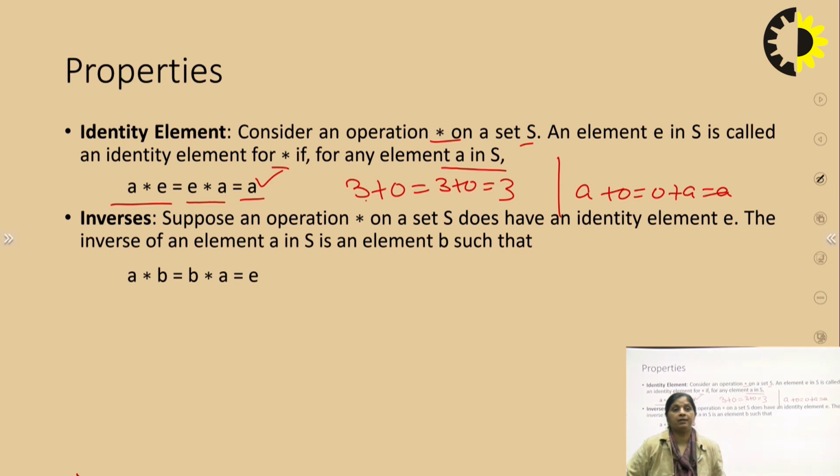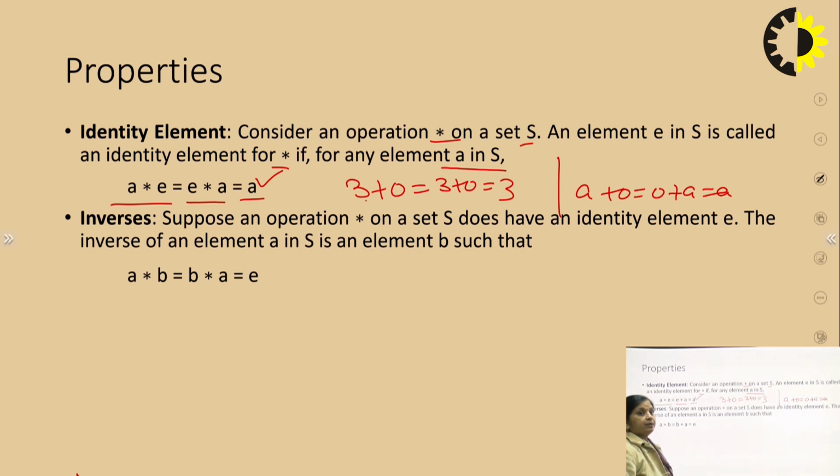Same way we can talk about multiplication. In multiplication, let me take 1. If I multiply 1 with any value, I'll get that value in the answer. For example, 3 into 1 is 3, 4 into 1 is 4 and a into 1 is a. So that is our identity element. And in general, we call that the multiplicative identity. 0 we call additive identity and 1 we call multiplicative identity.